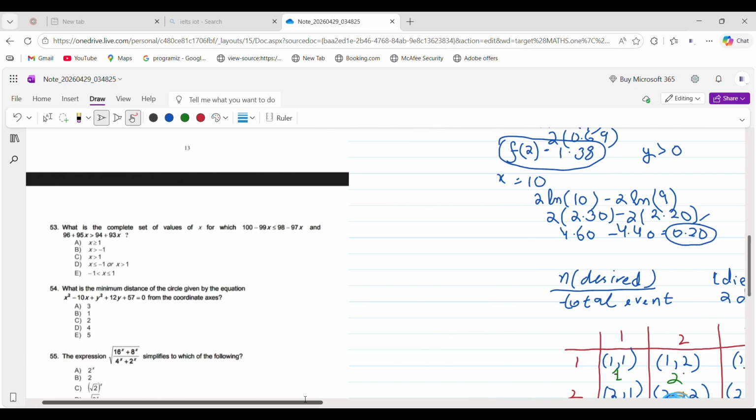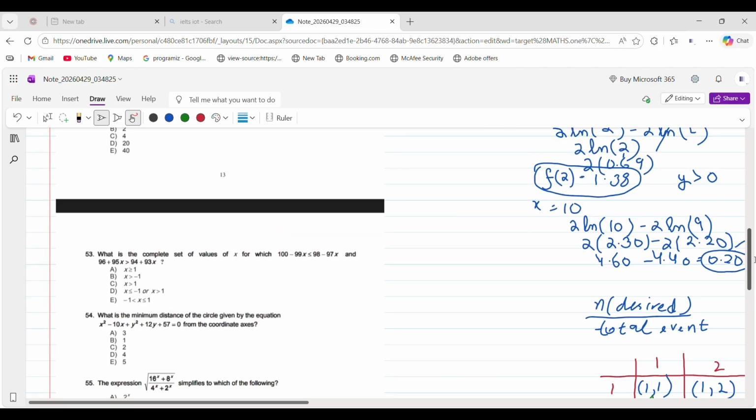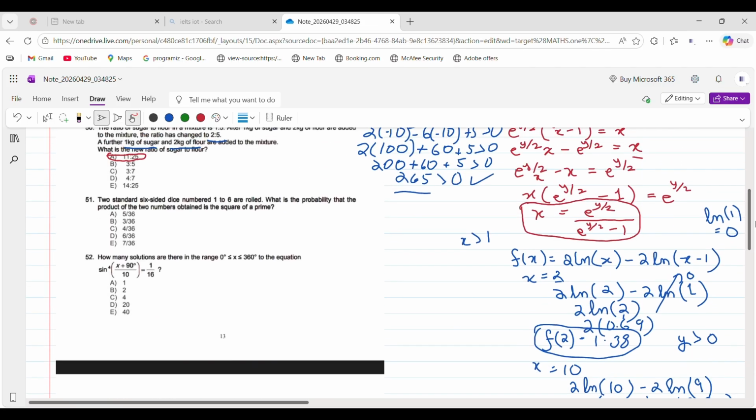5 by 36. Now let's see if we have gotten our answer, 5 by 36. And yes, this is our first option, 5 by 36. Yes, we have gotten our answer.